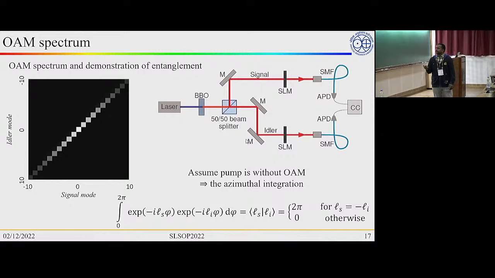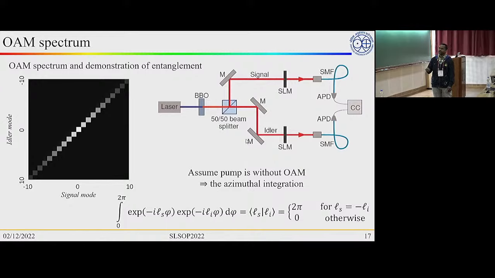Okay, so this is a very simple setup for OAM entanglement. I can scan this from -10 to 10, and I can also scan this from -10 to 10. You calculate how many coincidences you are getting, you plot, and this is what you get. This shows that there is no correlation between different modes. So this shows that your orbital angular momentum is conserved.